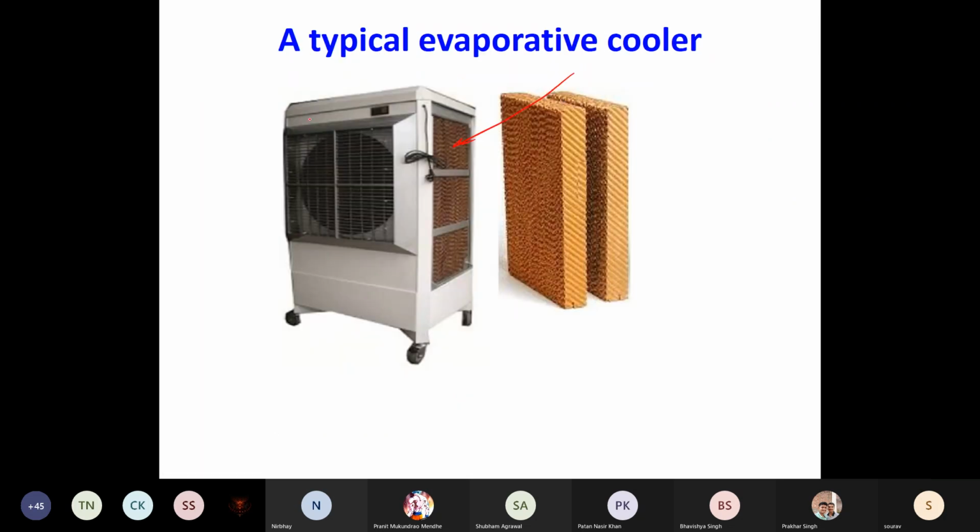So air is drawn in through the sides of this cooler. You can give multiple layers of this pad. You can have very large area provided, but then you will require more blowing power. You may think that I will attain better effectiveness by reducing the airspeed. That is also possible, but then again you will require a very large desert cooler for you to provide the same cooling capacity.